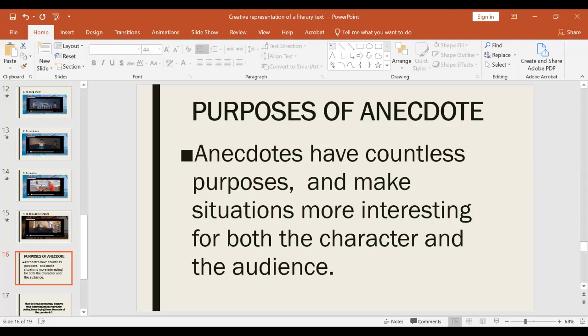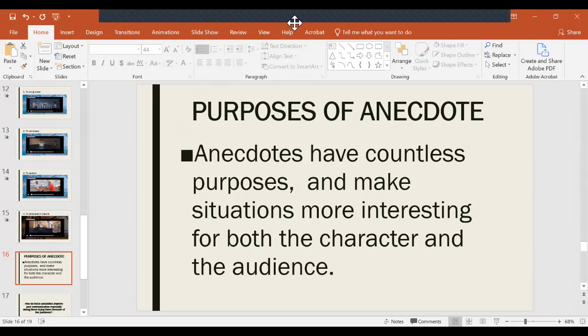Kasi syempre, we have a lot of experiences and these experiences vary from one person to another. Say for example, lahat tayo meron tayong experience na first day at school. Pero kung aalamin natin yung kwento ng bawat isa, iba-iba yung experience nila during their first day at school. And also, pag ikukwento natin to, nagsishare tayo ng ibang perspective sa buhay. Yung iba siguro maganda yung kanilang experience during their first day at school. Yung iba siguro bad. Yung iba siguro masaya. Yung iba siguro hindi. So these anecdotes have countless purposes and make situations more interesting to the character and the audience pag tayo ay magsusulat na ng ating mga stories.